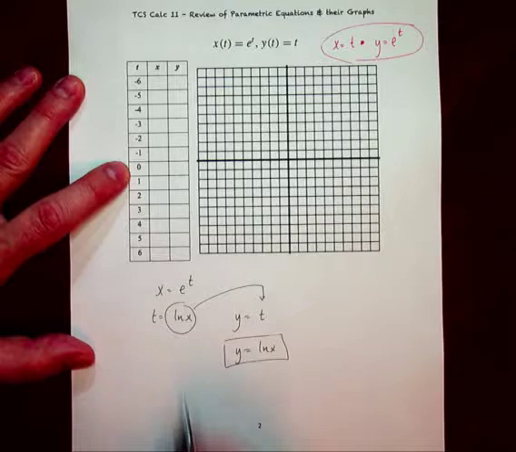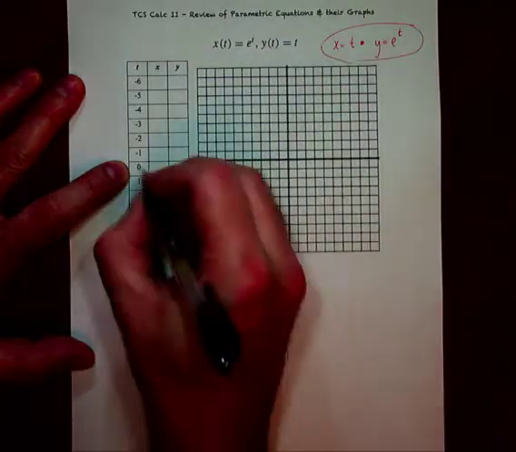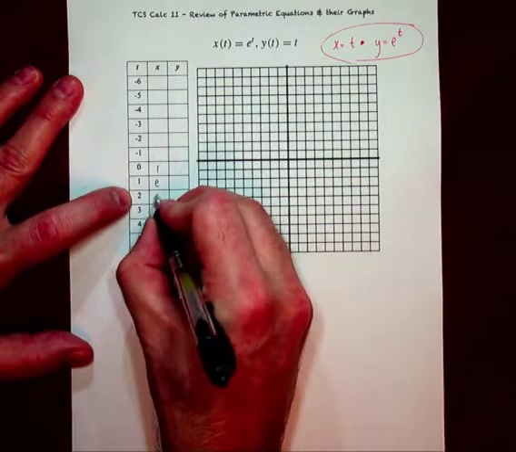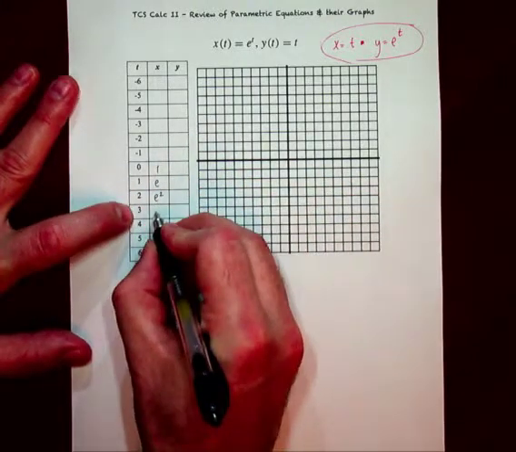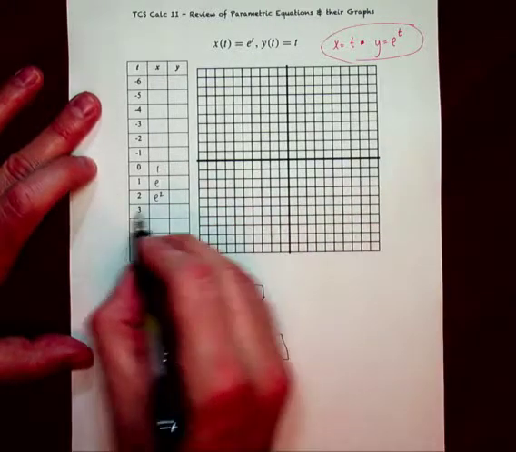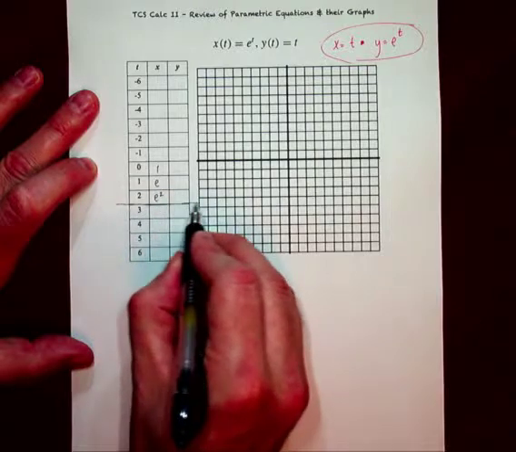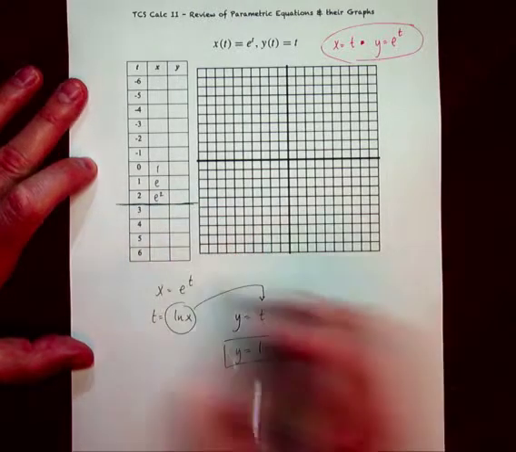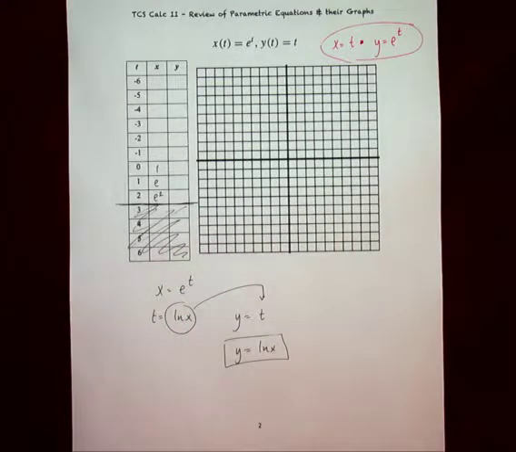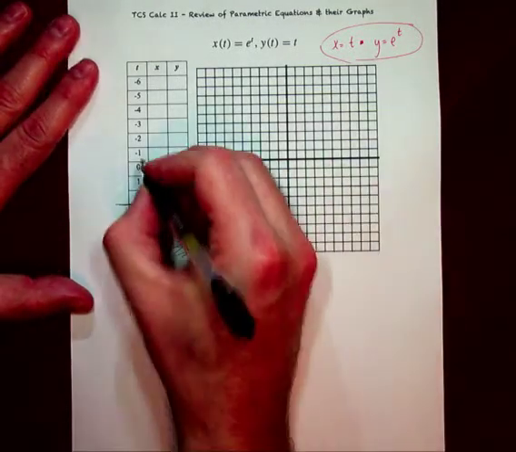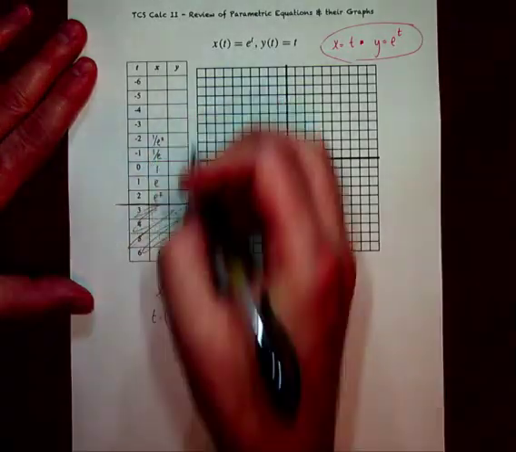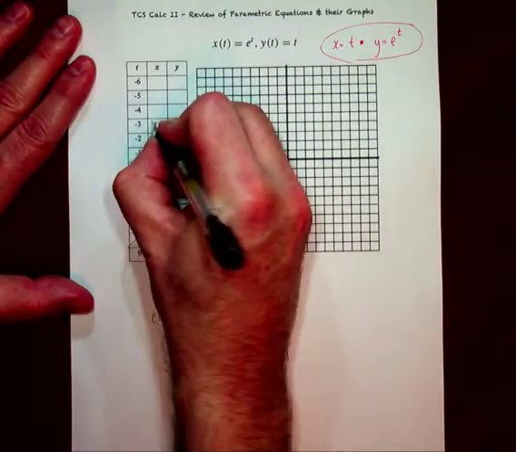When you plug in 0 for e to the t, you get e to the 0, or 1. At 1, you get e. At 2, you get e squared. At 3, you get e cubed. Well, e cubed is close to 20, certainly not on the Cartesian plane. And they're just going to get bigger from here, so I'm not really interested in those values. Not that they don't exist, they're just not going to be on the Cartesian plane, so let's not worry about them. This, of course, is going to be 1 over e, and this is going to be 1 over e squared, and on and on, 1 over e cubed.